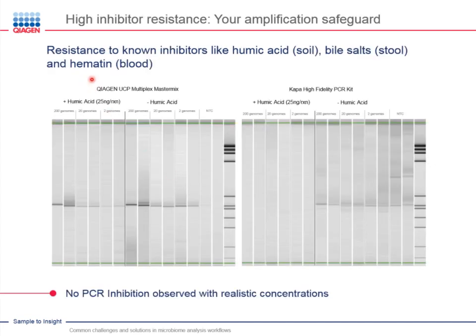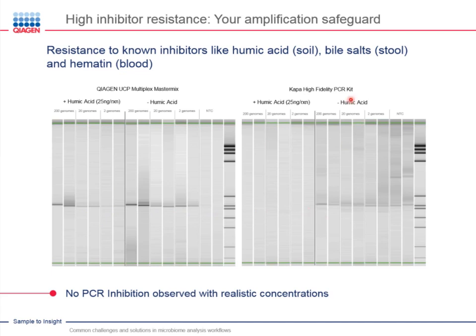So how do points like inhibitor resistance or the background come into play for your samples? Here we have used humic acids, a known inhibitor which is co-purified from soil samples, and looked at the 16S amplification. Here you see 16S with 200 or 2 E. coli genomes in the presence of humic acid and in the absence of humic acid. I agree, you have weaker bands in the presence of humic acid, but you still get down to 2 E. coli genomes. Other solutions here are not able to amplify anything in the presence of inhibitory substances like humic acid.